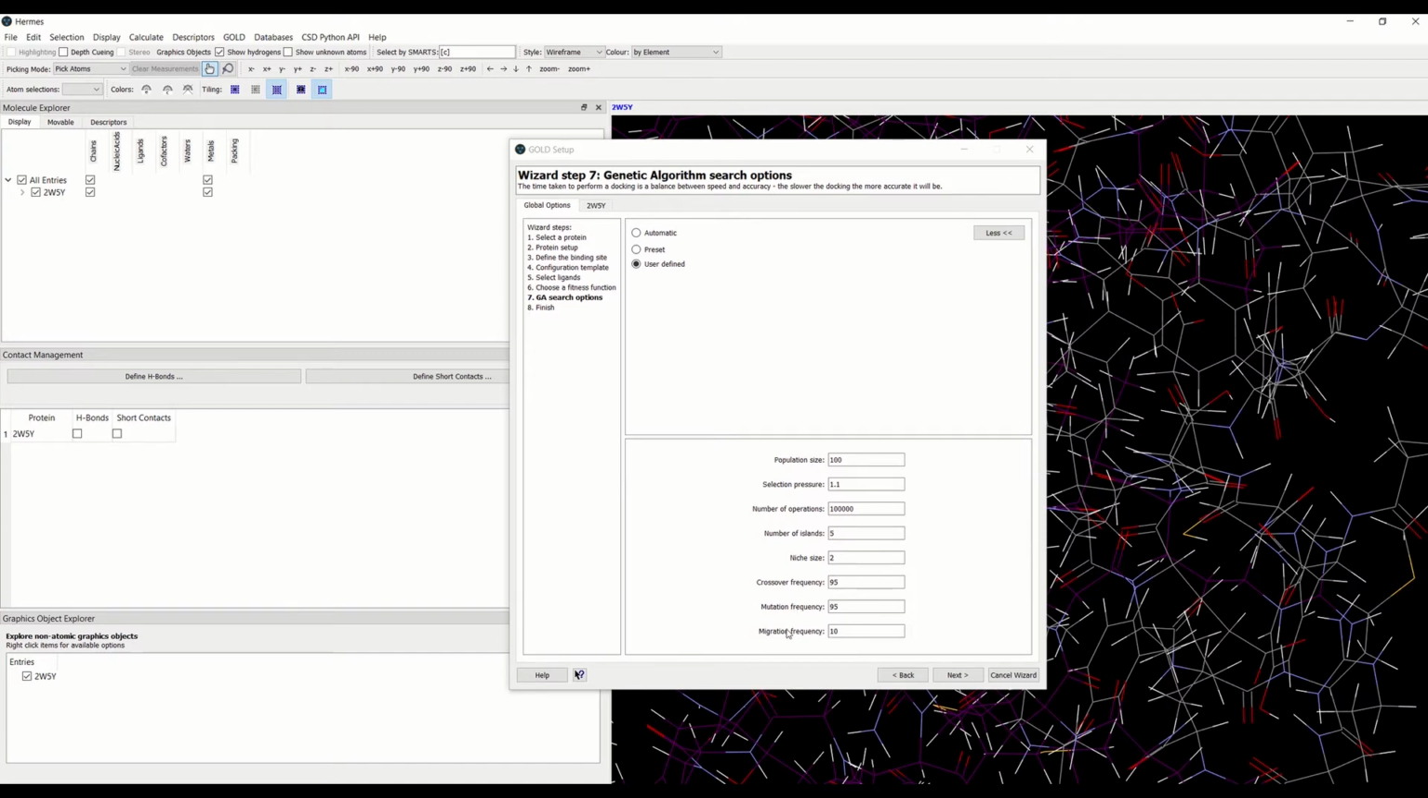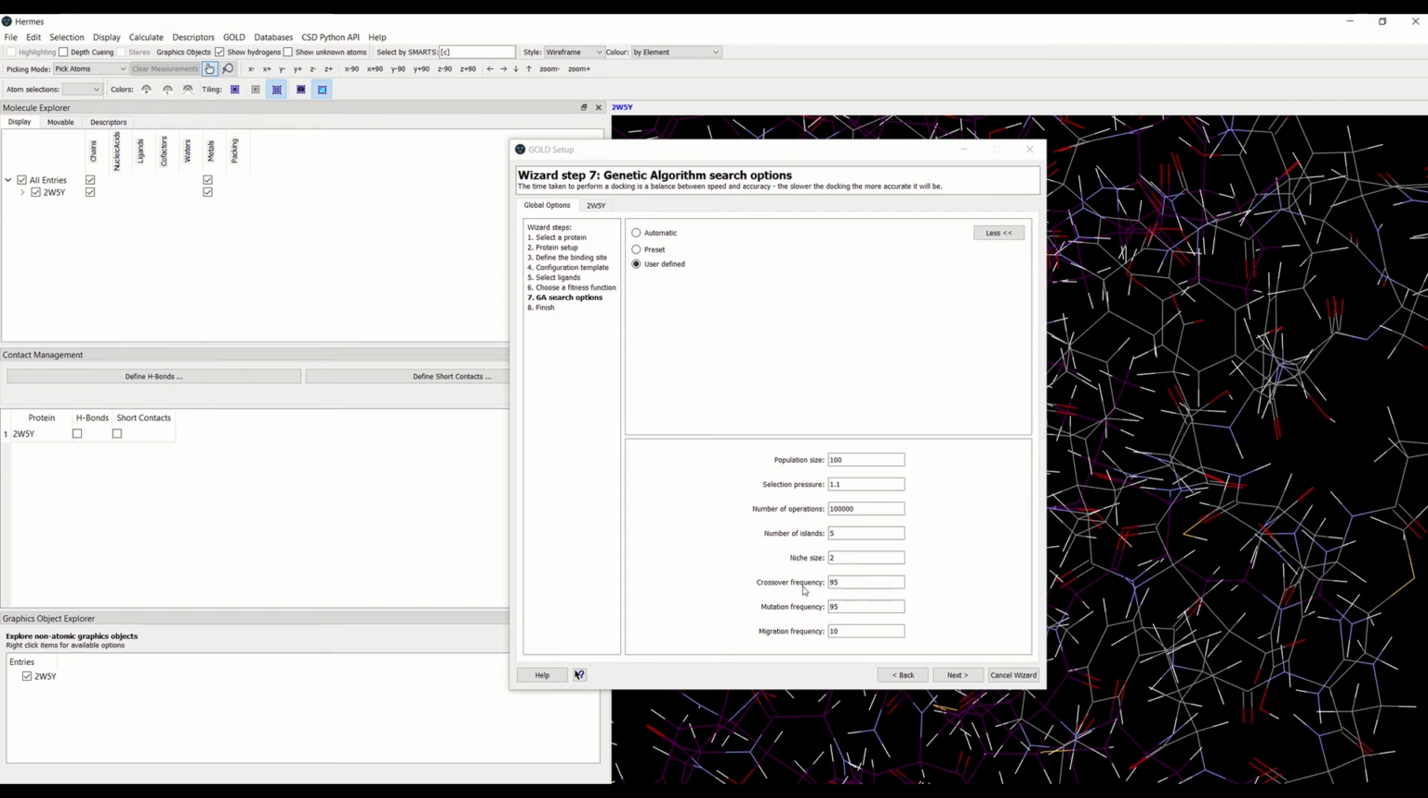The time taken by GOLD to dock a ligand can be controlled by altering the values of the genetic algorithm parameters. GOLD runs for a fixed number of genetic operations. The easiest way to make GOLD go faster is to reduce the number of genetic operations performed in the course of a run. This is done through the number of operations variable.